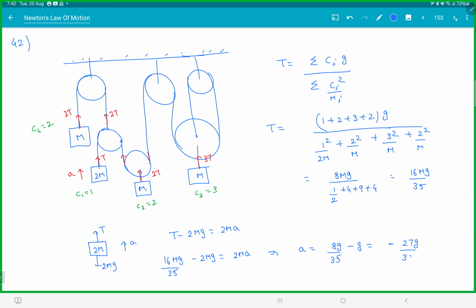Clear with the steps? Saves you time. If you try to do this normally, 4 FBDs, one constraint equation, solve. You'll get the answer. A1, A2, A3, A4, then 4 equations, then you have to substitute and then you will get the answer. Saves you time, nothing much. It's not like you can't do this normally. Clear, everyone?